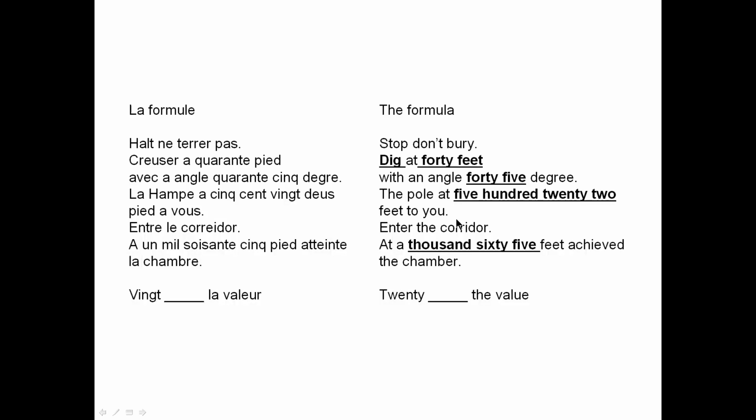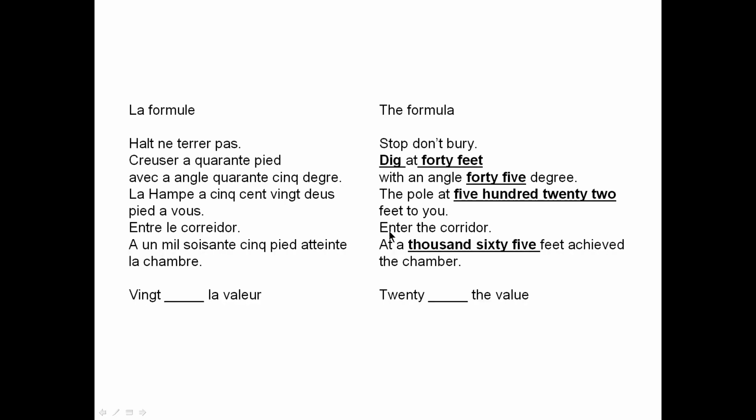And Olivier has a different interpretation here. This is just a straight translation, basically from Google Translate. And it says the pole at 522 feet to you. In other words, the pole, or Lahamp, is 522 feet, or pied actually, from you. So you're at a certain position, and the pole is 522 feet from you.